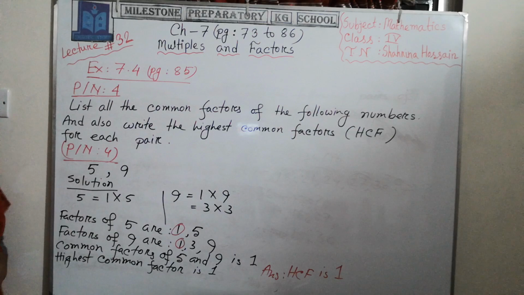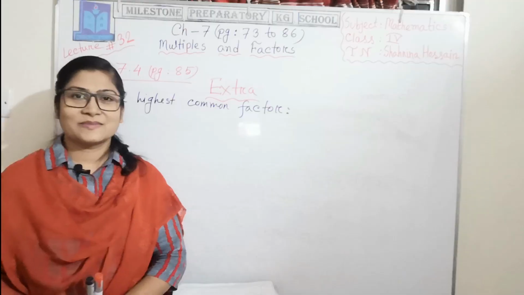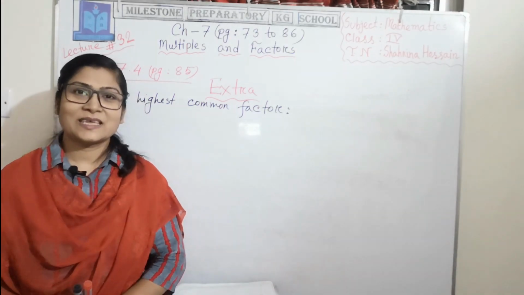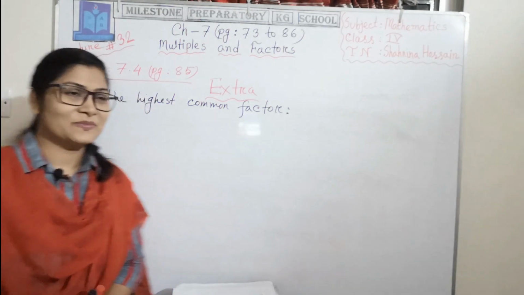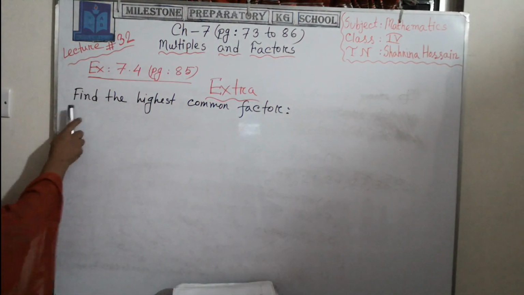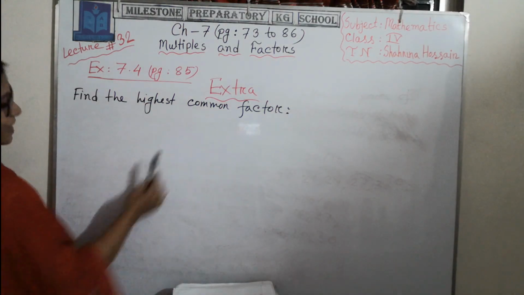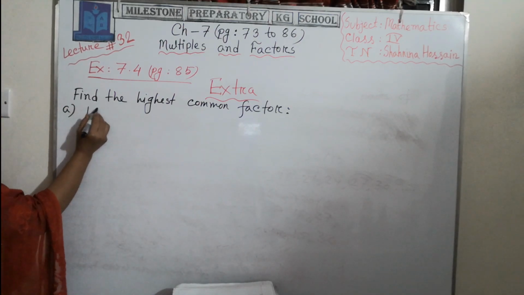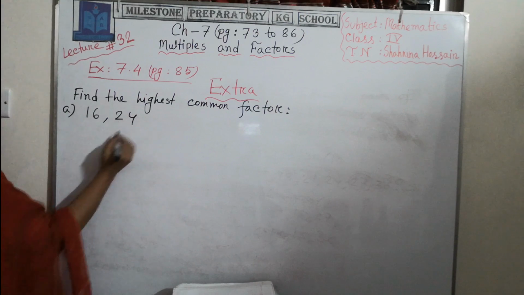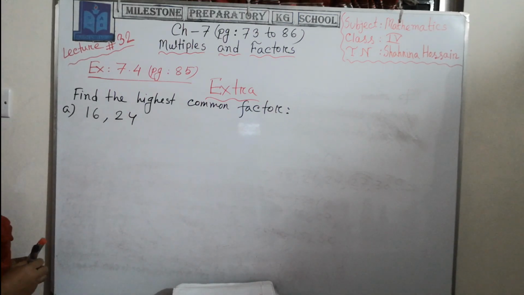Okay, I hope you have understood the math clearly. My dear students, now we will do some extra math. Look on the board. Find the highest common factor. Number A, 16 and 24. At first we find the factors of these two numbers, then we will find the highest common factor among them.